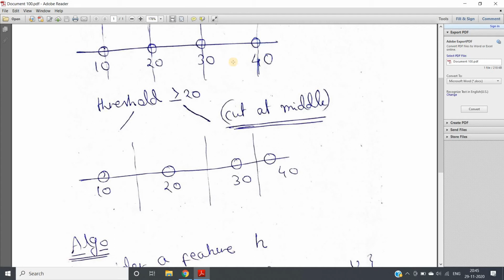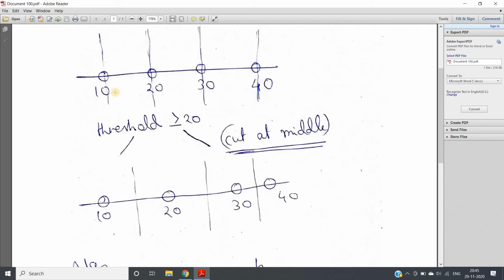That will not cause any problem which we are facing while making a cut on this particular training data, because this time suppose I am making a cut between 10 and 20, so we can decide threshold greater than or equal to 15 and threshold less than 15. Now all the training data we can map properly to either the left hand side or the right hand side.